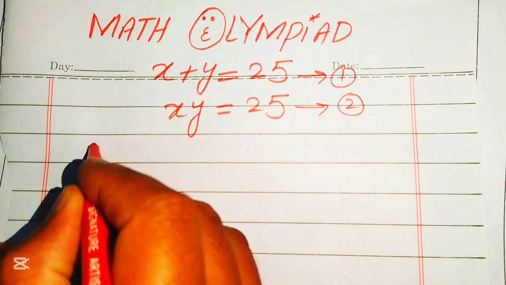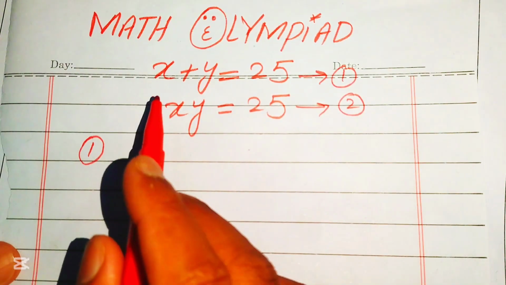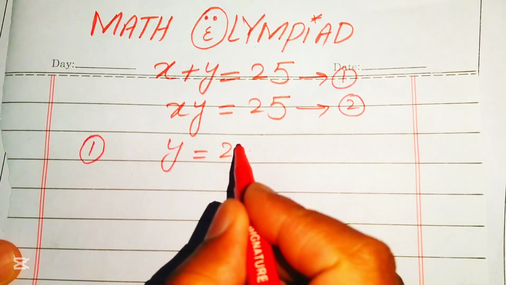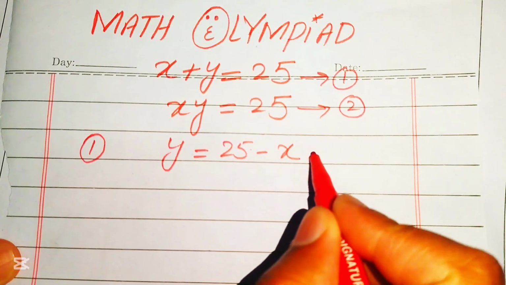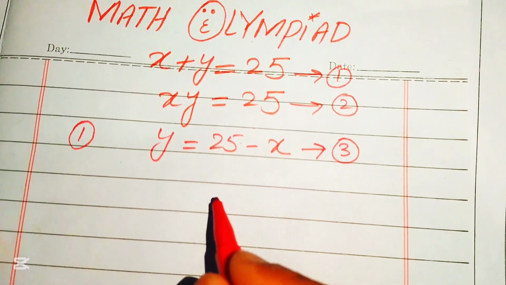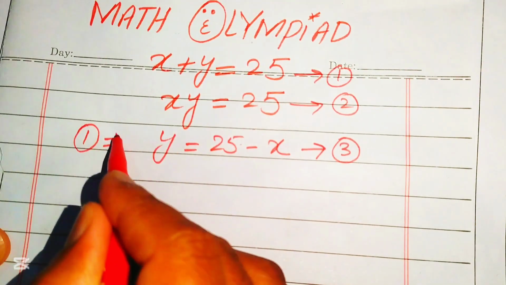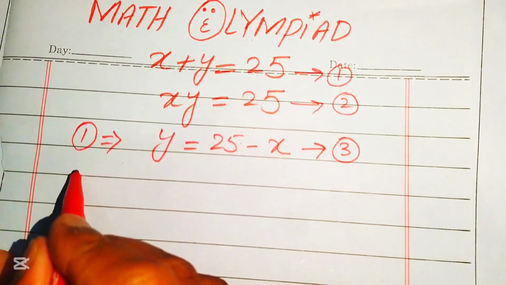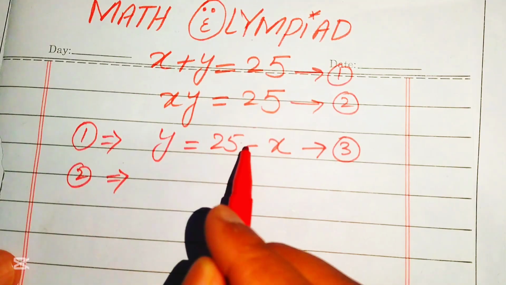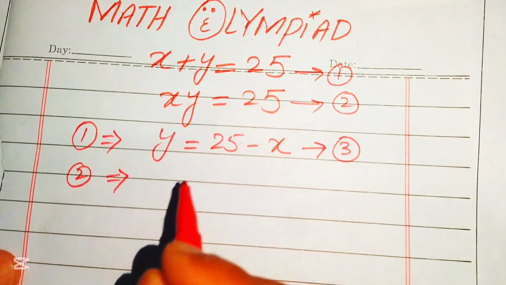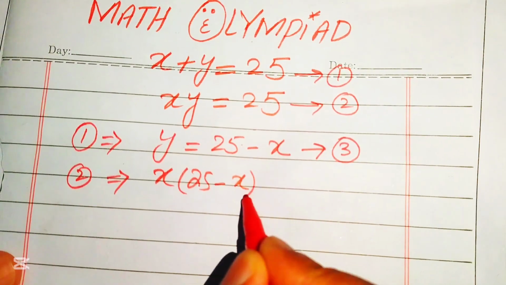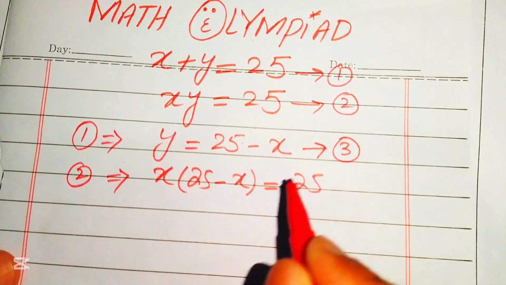So here first we need to focus on equation number 1, and from equation number 1 we move this x to the right hand side and we get the value of y equals 25 minus x, and we call this our equation number 3. In the next step we need to substitute this value of y in equation number 2. When you put y equals 25 minus x, our equation number 2 is rewritten as x times (25 minus x) equals 25.